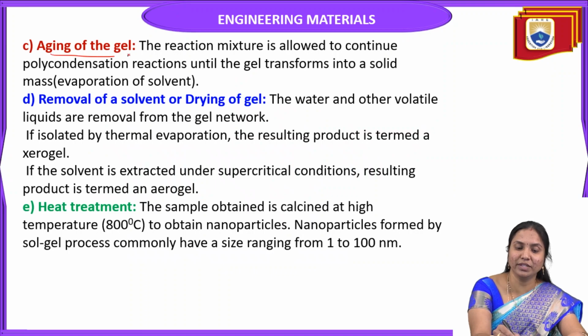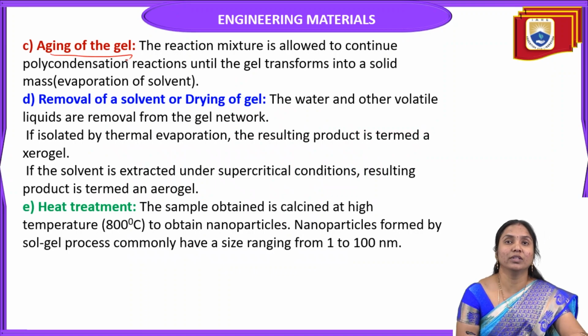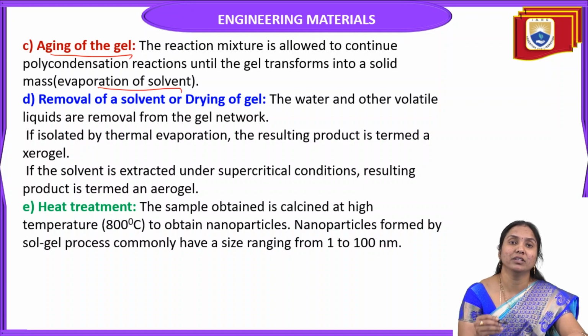So next, third step is aging of the gel. The reaction mixture is allowed to continue polycondensation reactions until the gel transforms into a solid mass. That means the solvent completely evaporates. The polycondensation reaction still continues between the metal alkoxide and metal hydroxide. So when the solvent completely evaporates, the gel is converted to a solid mass.